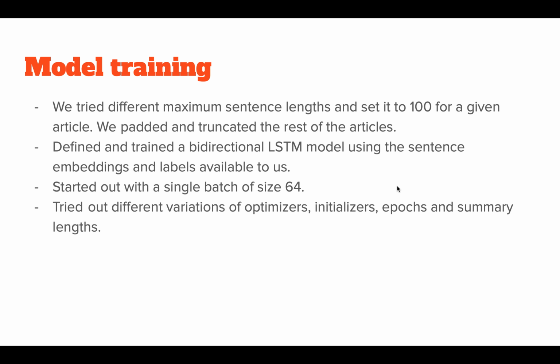For the model training part, we first tried different maximum sentence lengths, and finally we set it to 100 for a given article, and then we pad or truncate the rest of the articles. We define and train a bidirectional LSTM model using the sentence embeddings we generated previously and the labels we downloaded from the dataset of the paper.